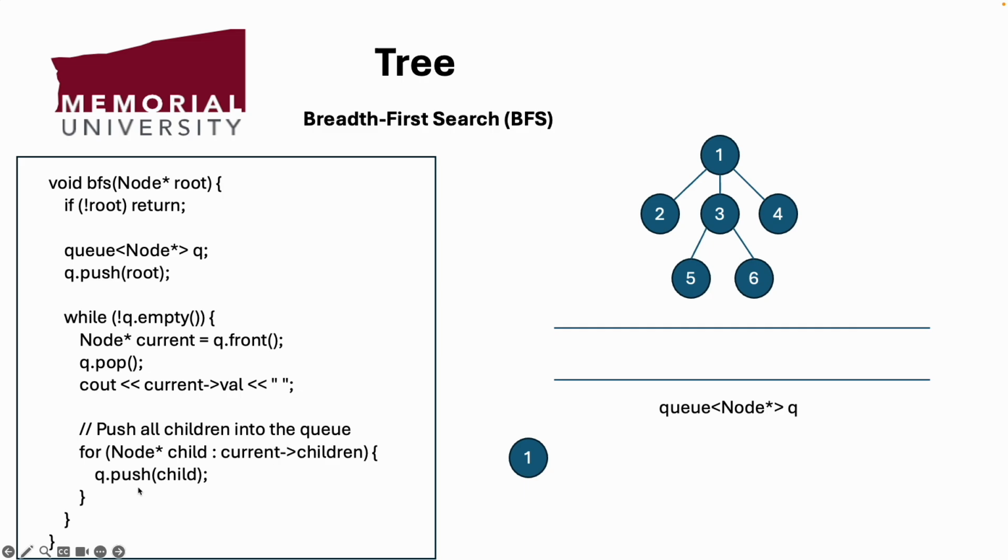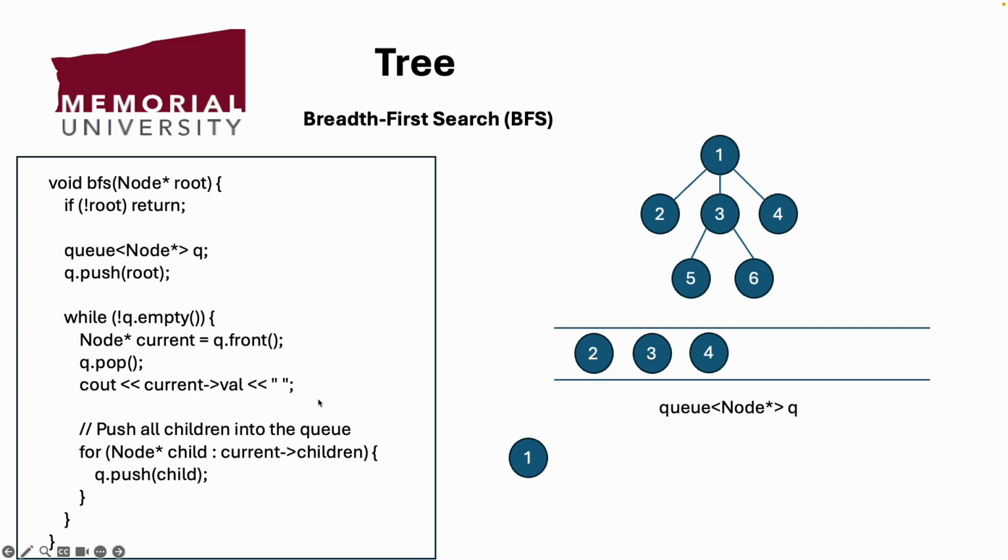Let's check node 1 for all its children, right? How many children do we find? 2, 3, 4. So we're going to push the children into the queue in order. 2 is pushed in, 3 we push in, 4 pushed into the queue. The order we can see here is the same order as on the tree, from left to right, so it's from left to right in the queue, okay?